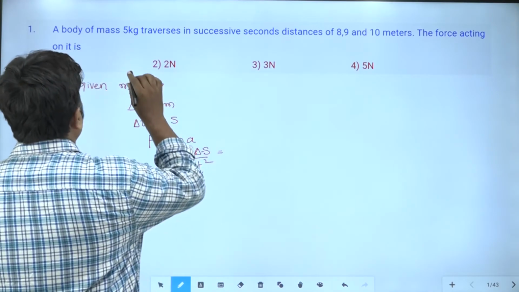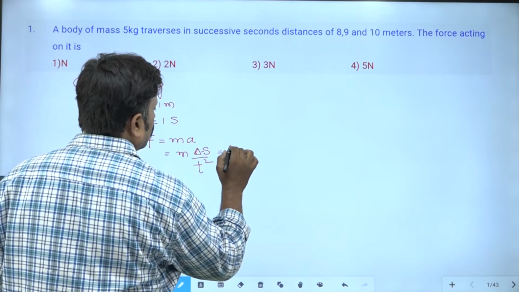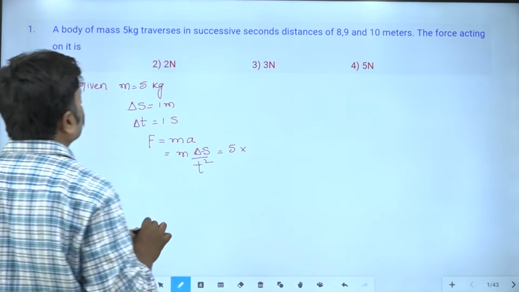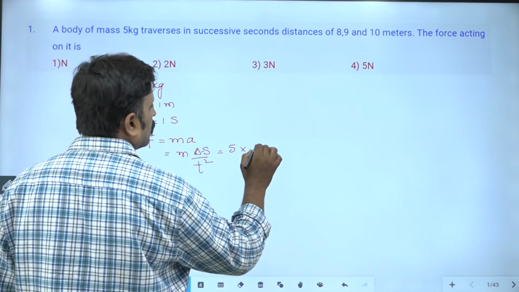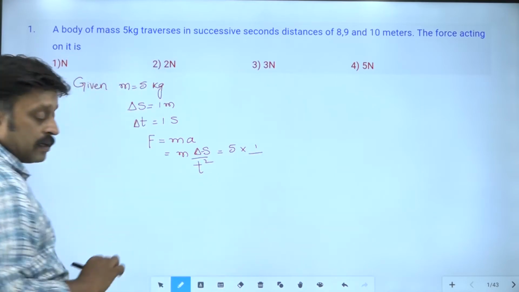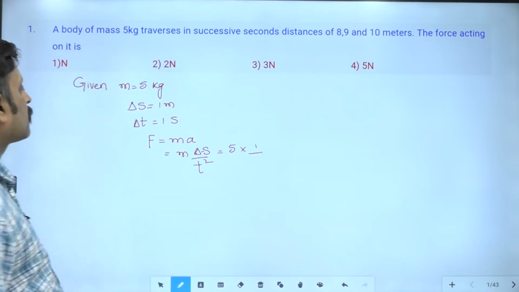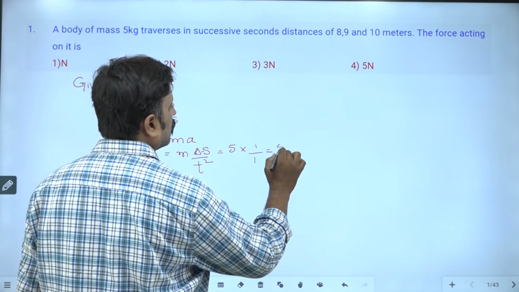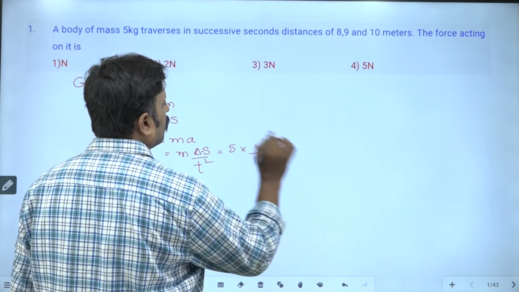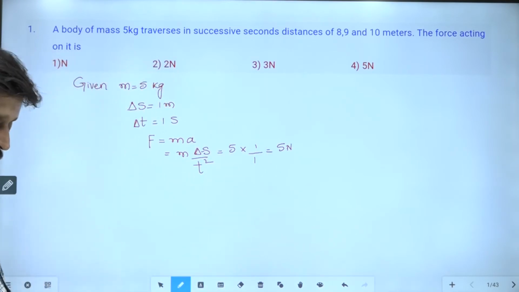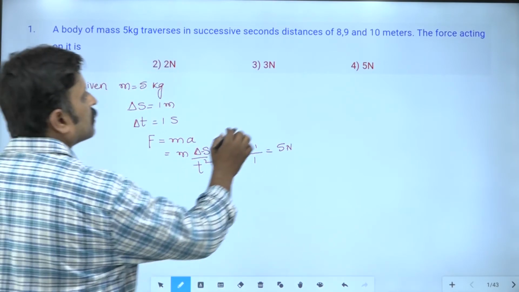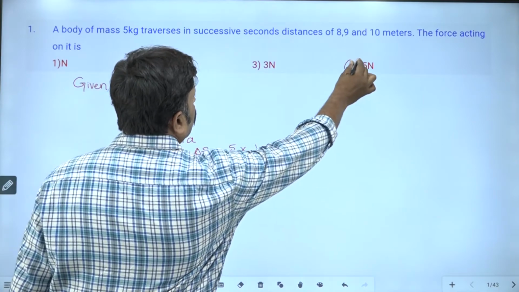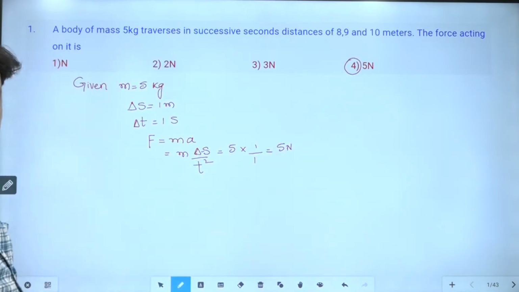What is the mass of the body given? 5 kg. Change in distance 1 meter by time square. Okay, you can write it as 1. So how much are you getting? 5 Newton is the force. Therefore, what is the option? The fourth option is correct. Okay.